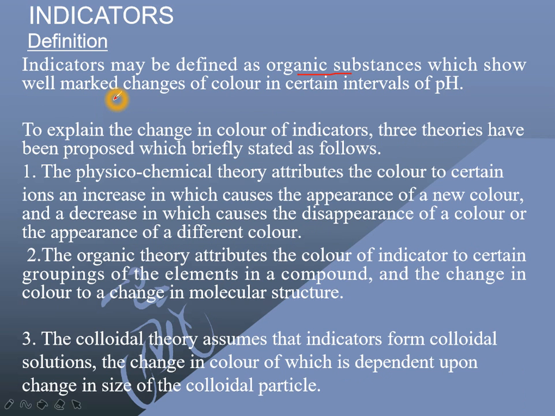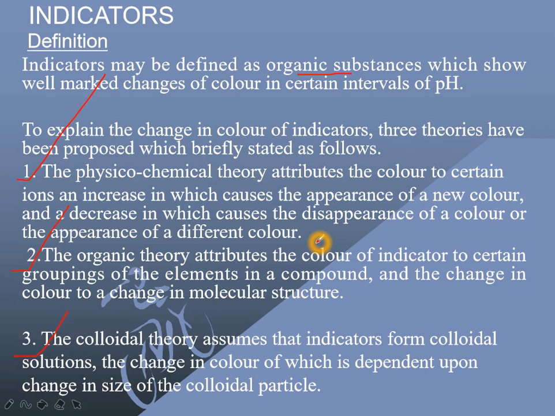The change in color of the indicators can be explained by three simple theories. The first is the physico-chemical theory, the second is the organic theory, and the third is the colloidal theory. The physico-chemical theory depends upon the presence or absence of certain ions. An increase in ions causes the appearance of a new color, and a decrease in particular ions may cause the disappearance of a color or the appearance of a different color.